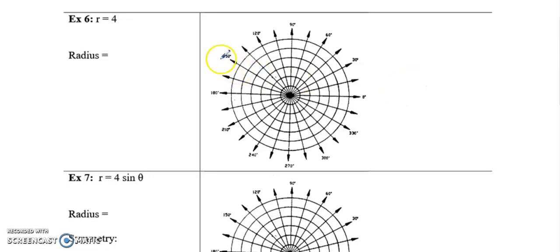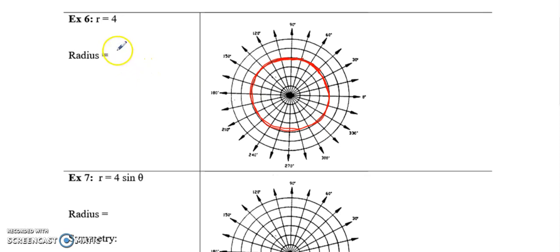So now let's take a look at this one here. What is this? r equals 4. Well, if we just think about that, r equals 4. So the radius is 4 out here, and all along here the radius is still 4, still 4, still 4, all the way around. Yep, that's a circle.